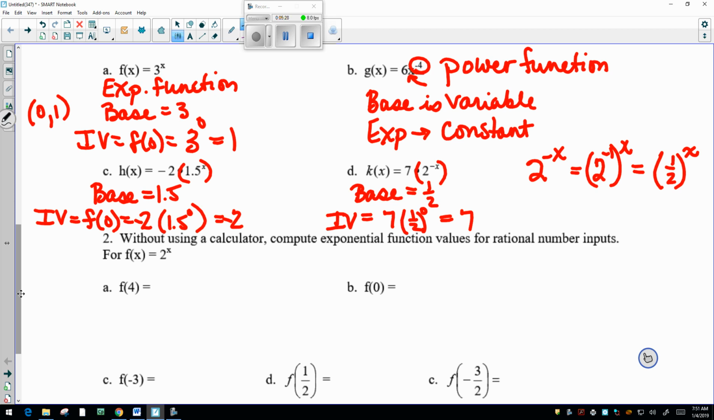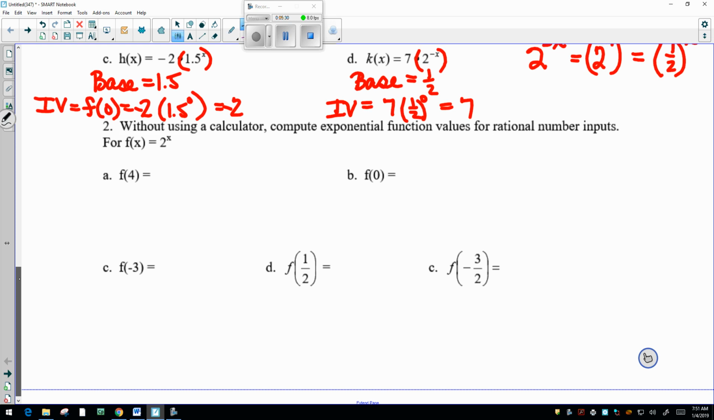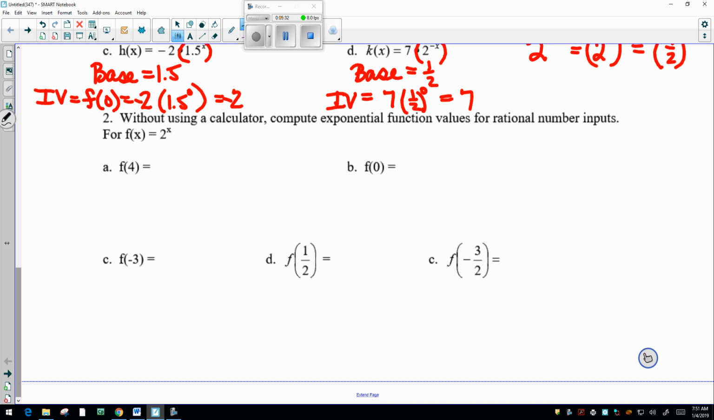Okay, so for number 2, we're going to take a look, and it says without a calculator, we're going to try and compute the exponential function values. And we're using, again, this function 2 to the x. So again, it's an exponential function. Your exponent is a variable. So if we were to plug in 4, this is saying 2 to the 4th power. Keep in mind what that's saying. It's saying 2 times 2 times 2 times 2. So if we did 2 to the 4th power, or 2 four times, we're going to get a value of 16.